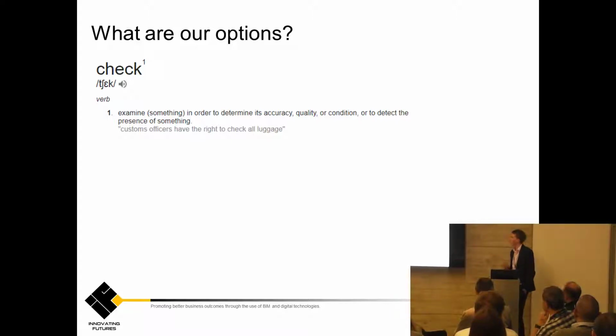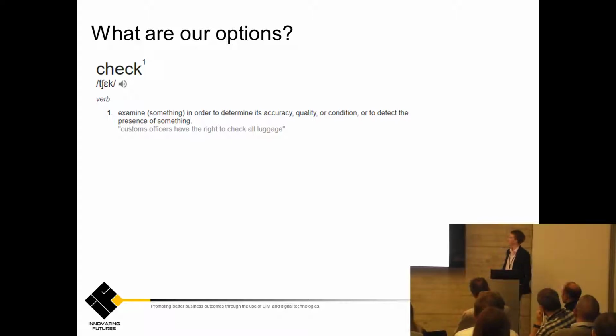So again, it's probably a little bit small on the screen for you there, but if we talk about actually checking something, so checking a drawing, checking a model, the dictionary definition is to examine something in order to determine its accuracy, quality or condition, or to detect the presence of something. An example being, customs officers have the right to check all luggage. So for me, to check something, you're just looking at it and saying, does that look right? Is there something obvious missing?